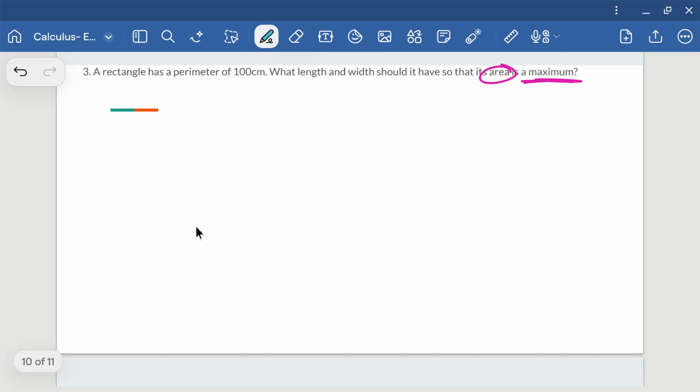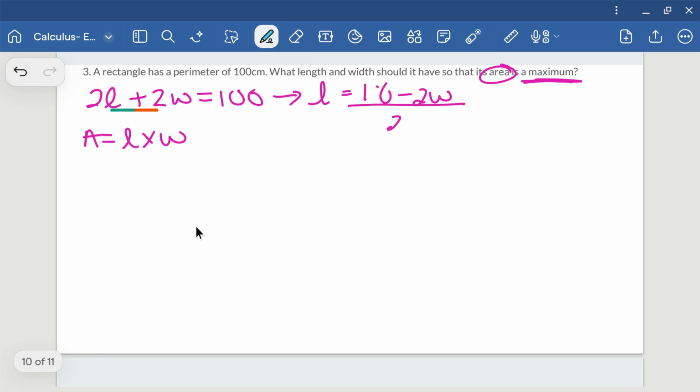But we do need some variables here. So perimeter for a rectangle would be 2 times the length plus 2 times the width equals 100. We know that the area will equal length times width. Now again, we don't want two variables going on, so we'll write one in terms of the other. It could be either. I just went with L. If you isolate L from that first equation with perimeter, you would have 100 minus 2w divided by 2. And we can simplify that a little further, and this would be 50 minus w.